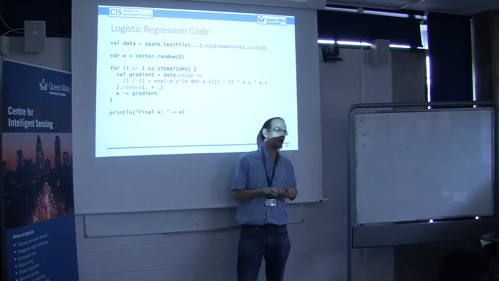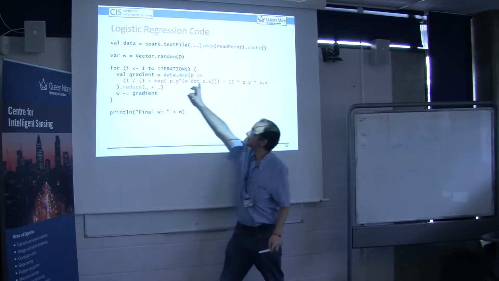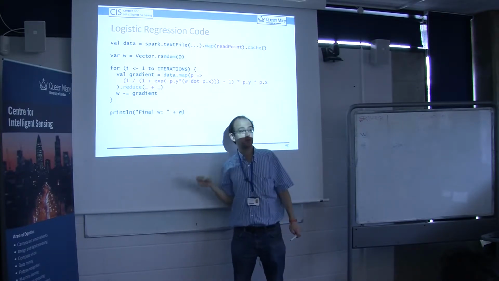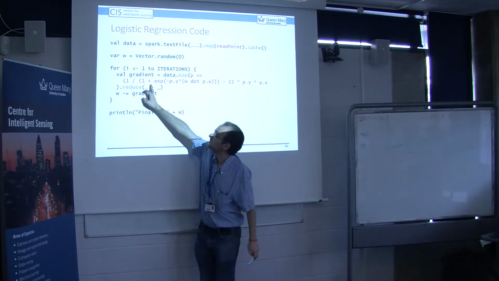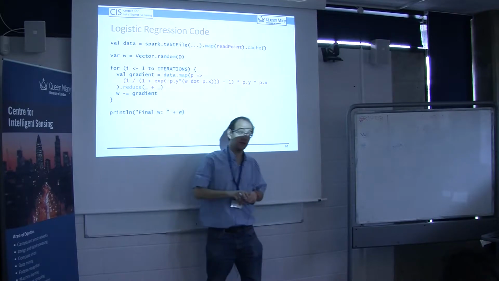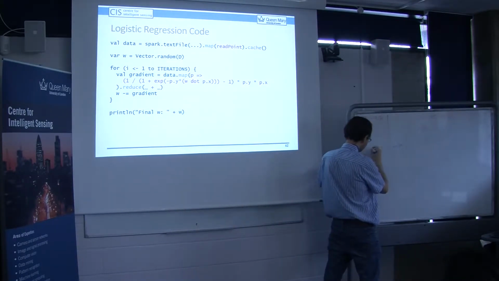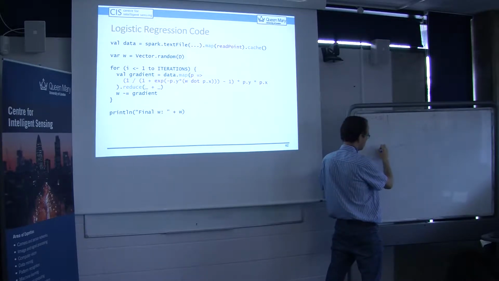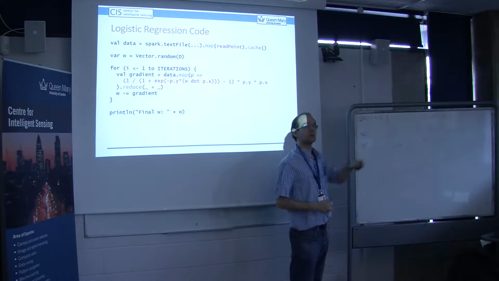I tend to use that one so that it's a bit more readable. So I am reducing all those elements. I am basically summing all those partial values. And then this gradient value that I have obtained here is actually one local variable that I have obtained back to my driver program.